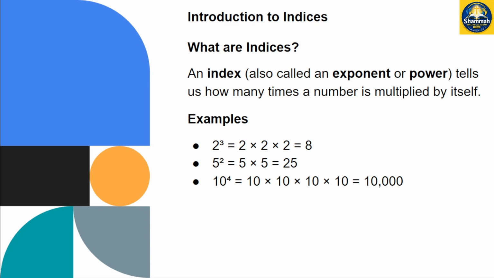Then we have 5 raised to the power 2. It means 5 is multiplying itself twice. And when 5 multiplies itself twice, it gives us 25. Then we have 10 raised to the power 4. What does that mean? It means 10 is multiplying itself 4 times. And when 10 multiplies itself 4 times, we have 10,000.